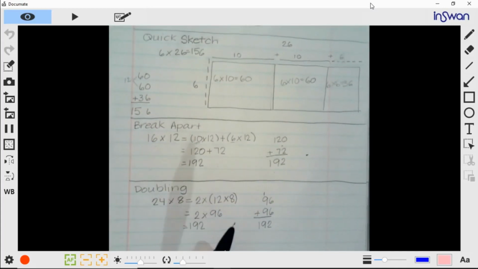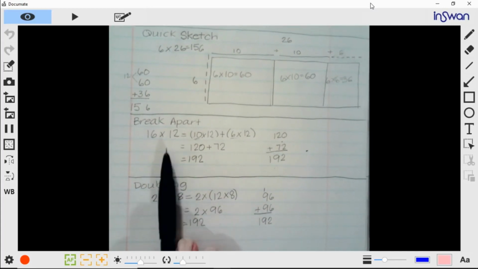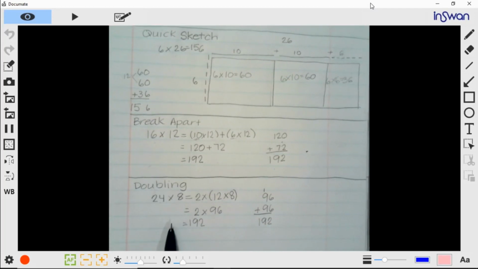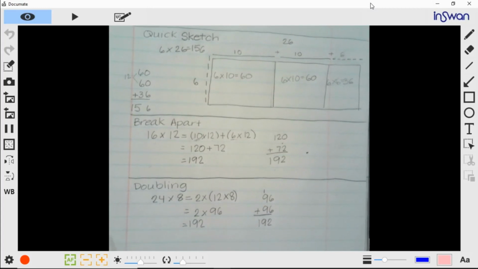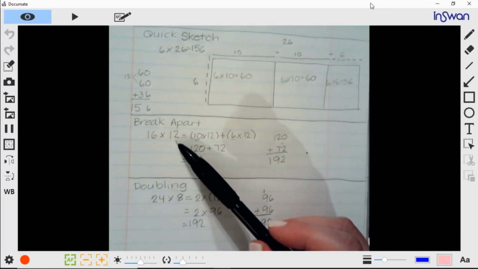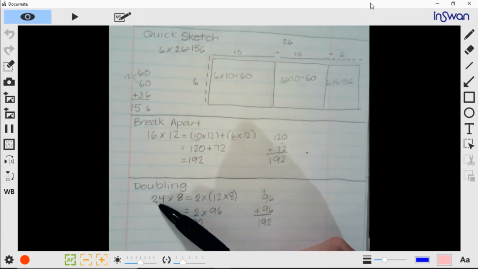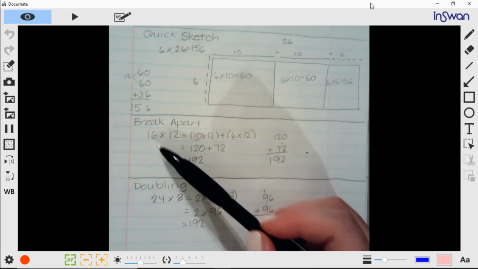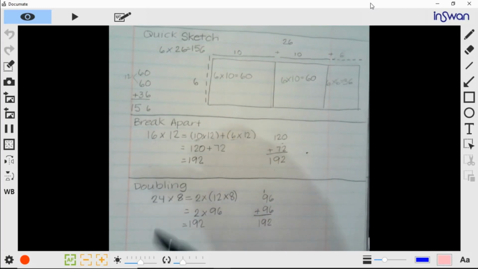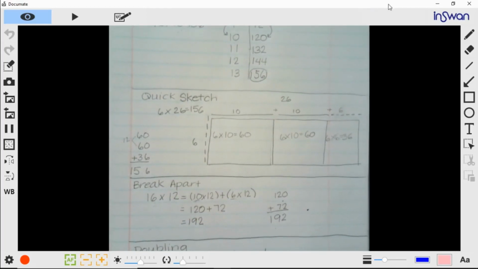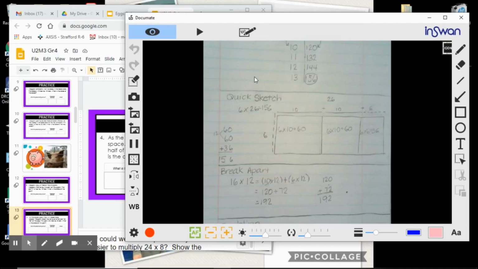And then let's look at these two. On this one we had 192 and on this one we had 192. See if you see anything between these numbers. Anything? They're not in the same order, but 12 doubled gives us 24. 16 cut in half gives us 8. So that's doing the same thing. Just store that in the back of your brain for a little bit later in the week.